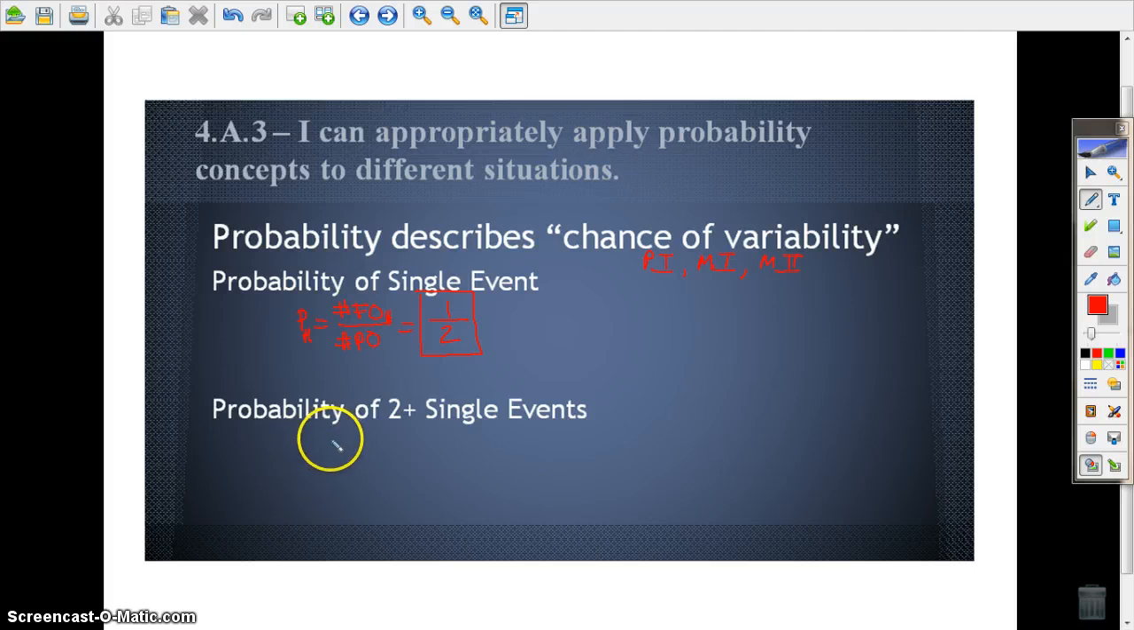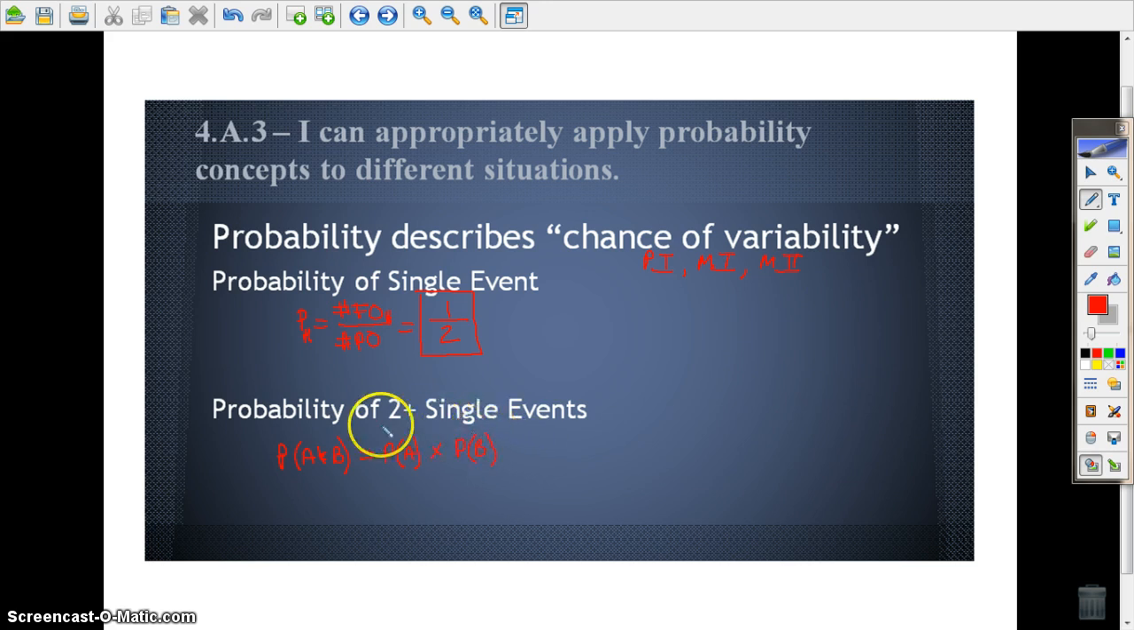Now, what if we had 2 coins? What if we had 2 coins and I wanted the probability of getting a heads and a tails from flipping those 2 coins? Well, that's the probability of 2 single events happening at the same time. So we can figure out 2 or more single events by saying if I want the probability of a single event A and another event B, well, that's basically going to be the probability of A times the probability of B.